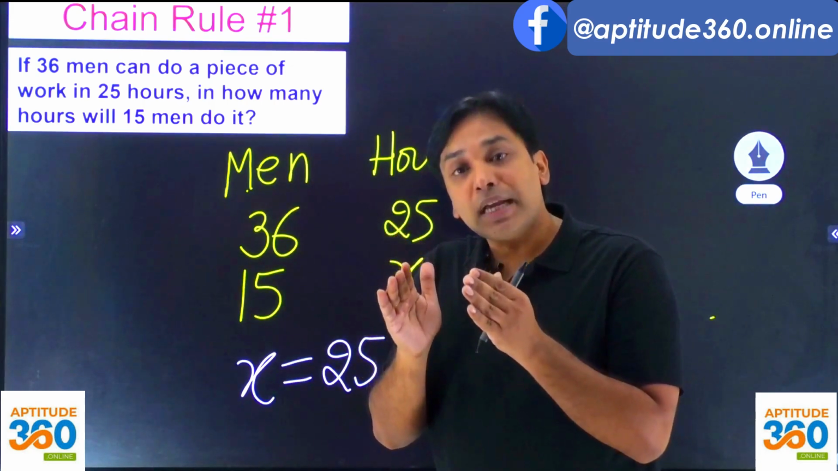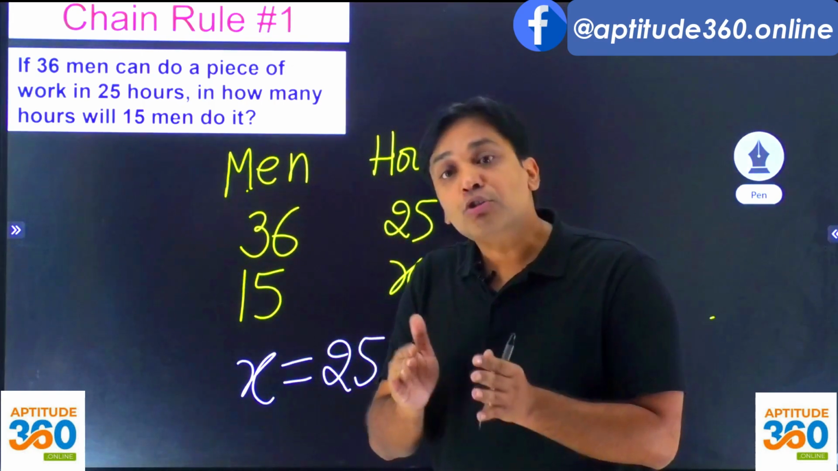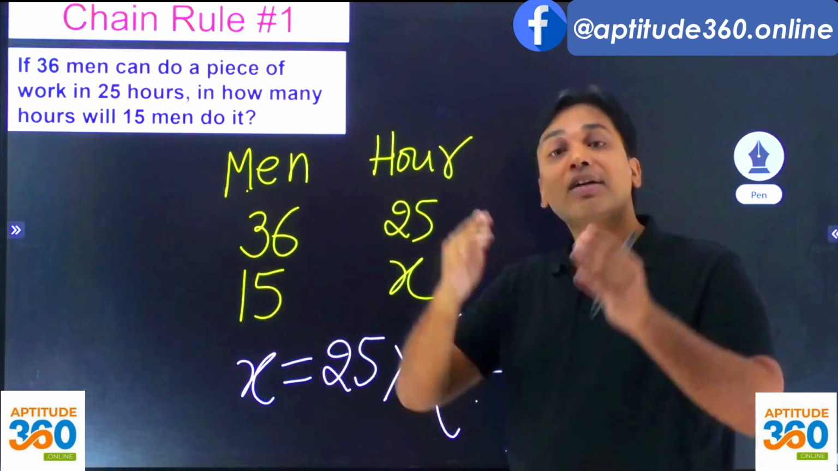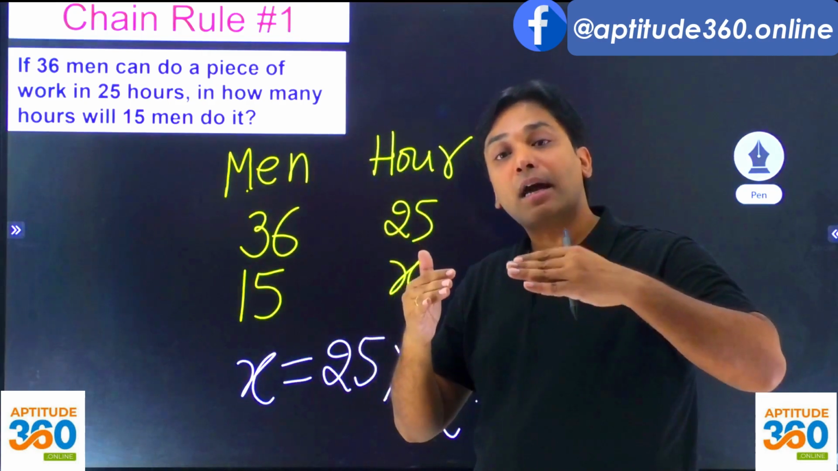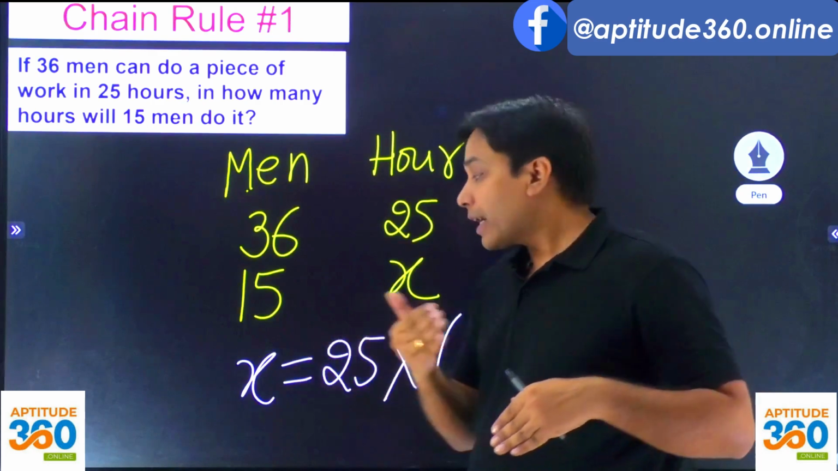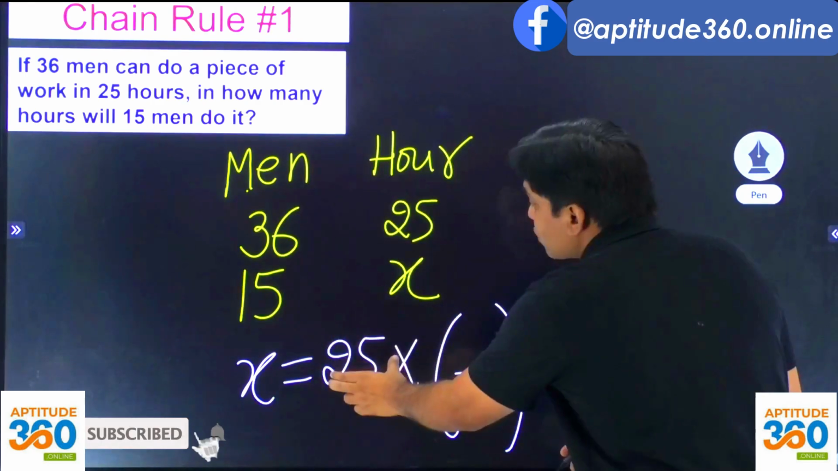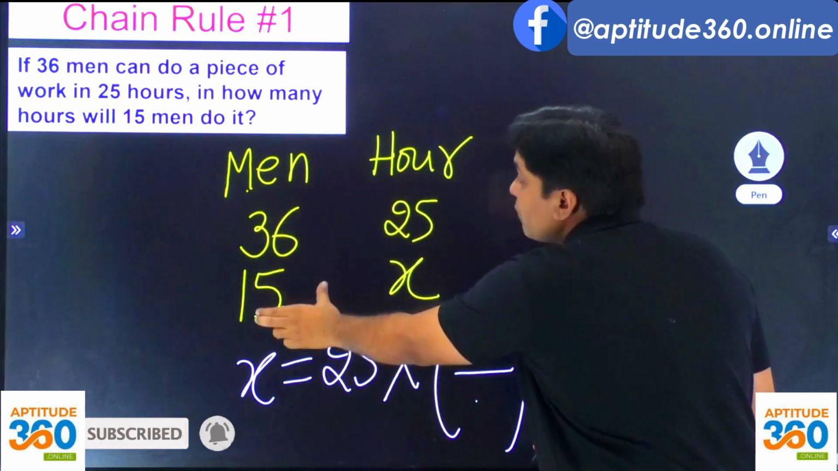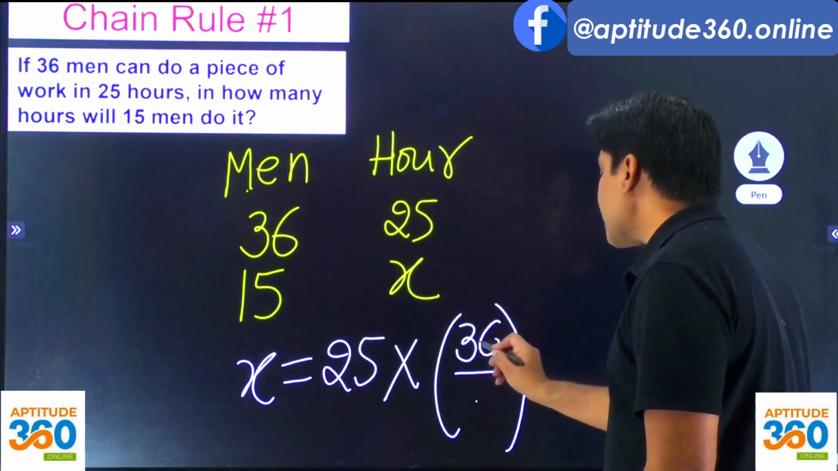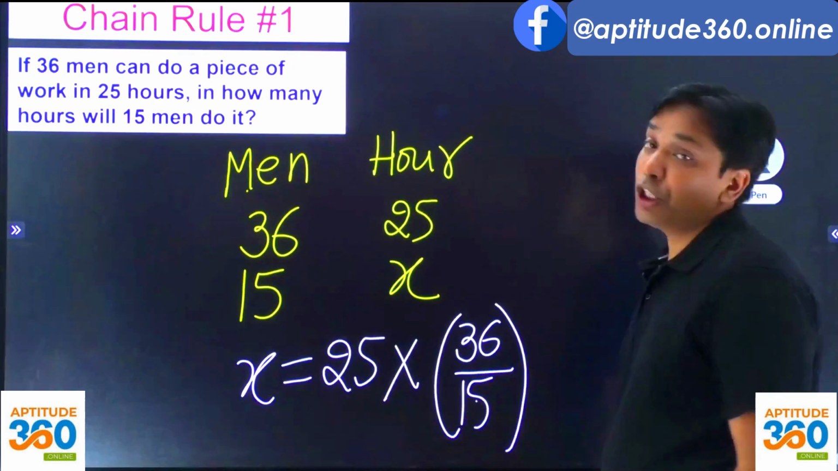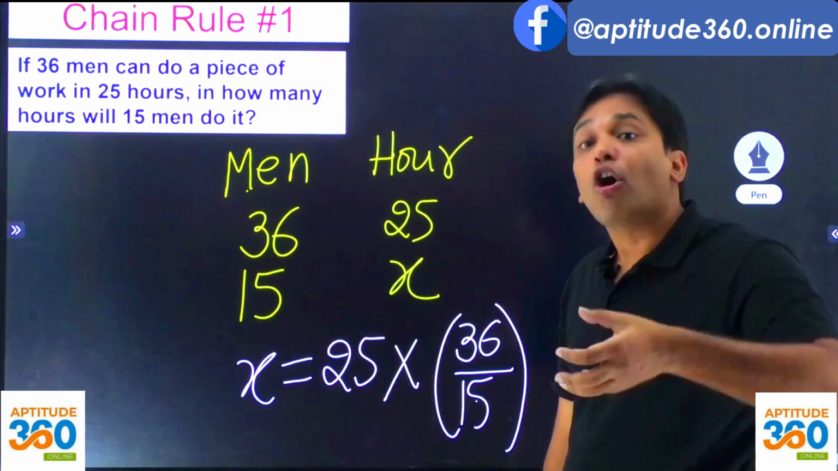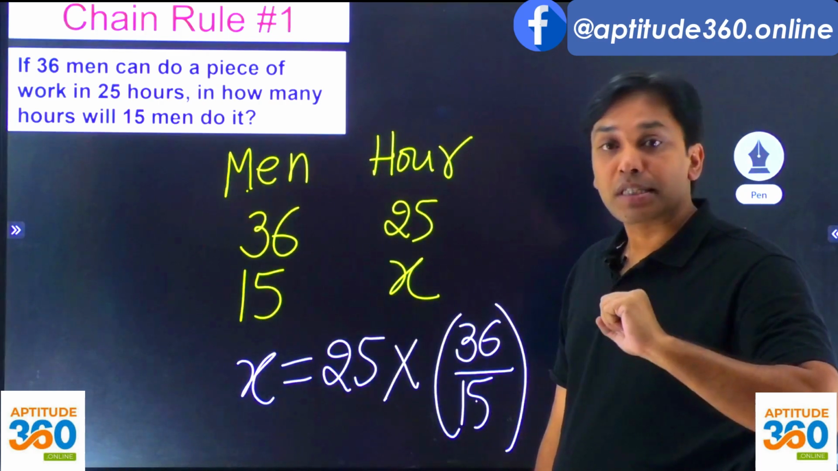If these men are reduced, then in order to do the same amount of work, do not you think that the number of hours will increase? If the number of men is reduced, the fewer men will have to work more, only then will the work get finished. And if that is so, 25 is going to be multiplied with a ratio which is more than 1, and that is coming out as 36 upon 15. So that is what you need to learn, whether the value has to be 36 upon 15 or it will have to be 15 upon 36.